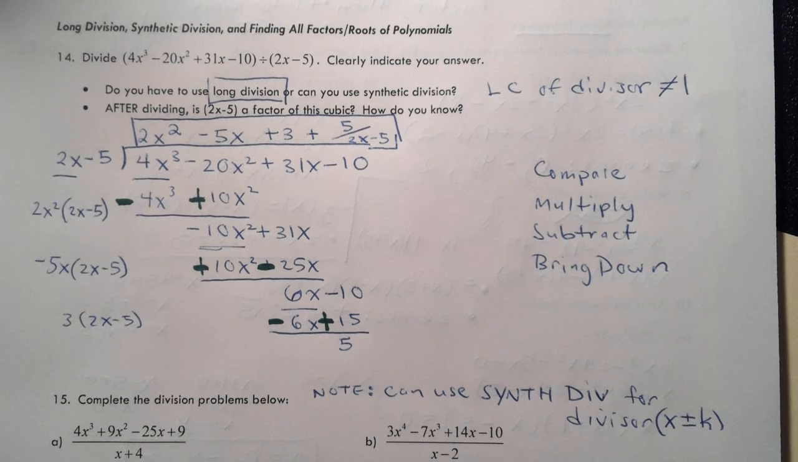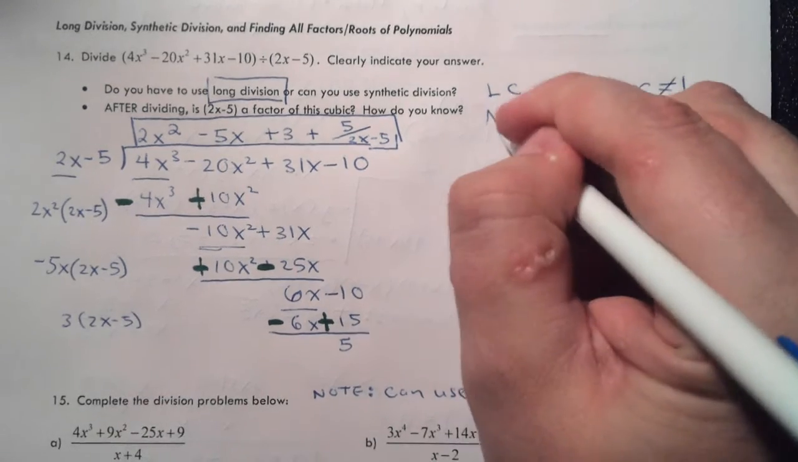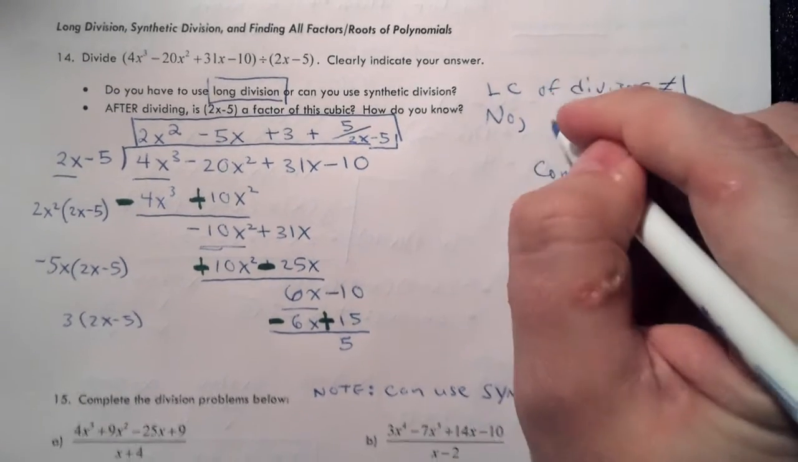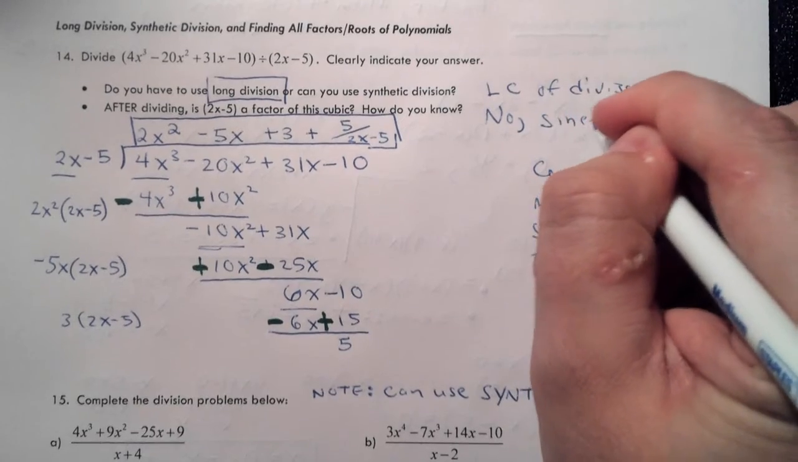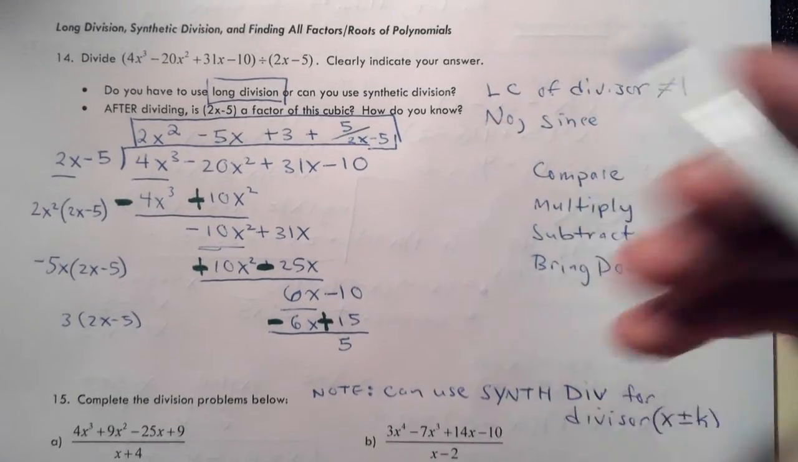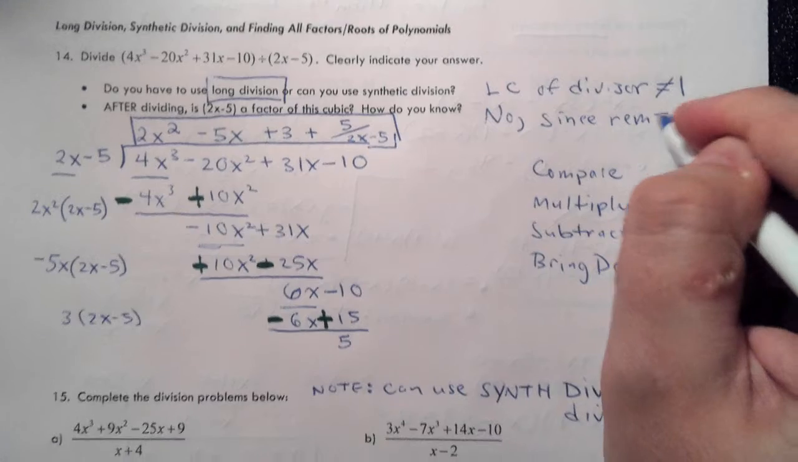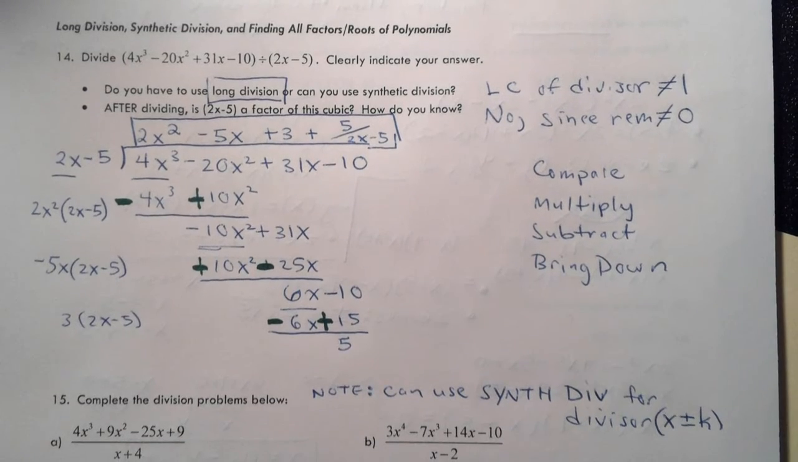Now the question also asks us, after dividing, is 2x minus 5 a factor of this cubic? And how do I know? Well, the answer is no, it's not. And the reason is because if it were a factor, the remainder would be 0. Since the remainder does not equal 0, it's not a factor.